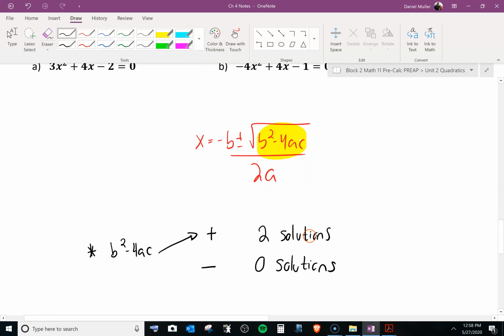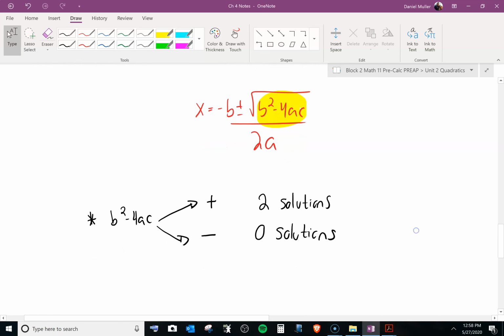So if you get a positive number, you get two solutions. If you get a negative discriminant, you get zero solutions. And if you get a zero on the inside, so you can look at C for that, then you're going to get one solution. Again, I'll repeat that. If the inside is a positive number, great, we're going to get two answers. If it's a negative number, can't do it, zero answers. And if it's zero, you get one solution.